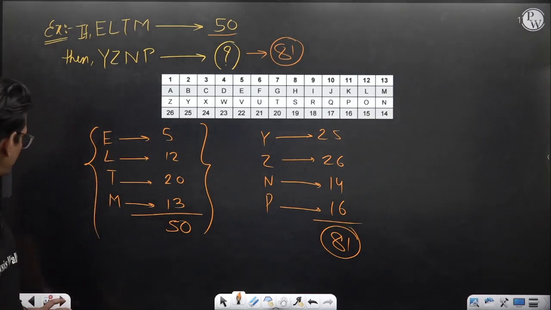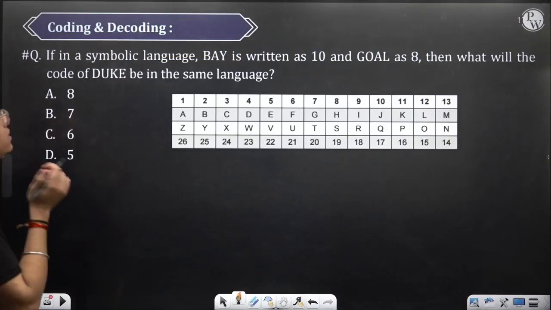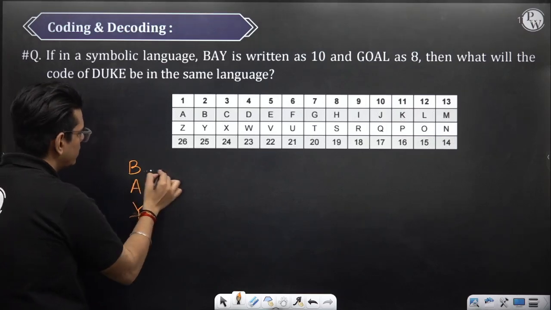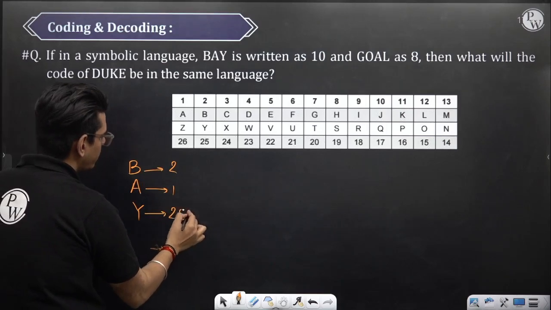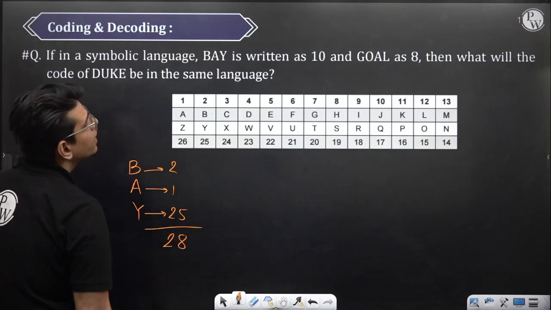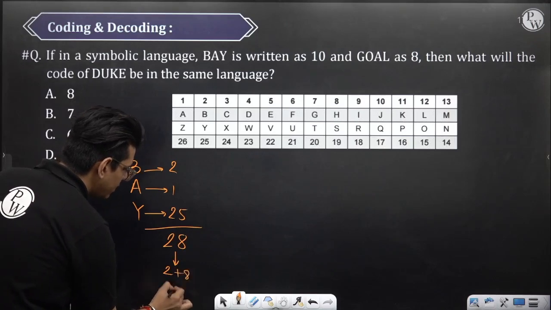First, let's solve some easy questions from this. So, if in a symbolic language, BAY is written as 10, what is the pattern? B is 2, A is 1, Y is 25. The sum is 28. Now this is coded as 10. So the sum of digits, 2 plus 8, is 10.